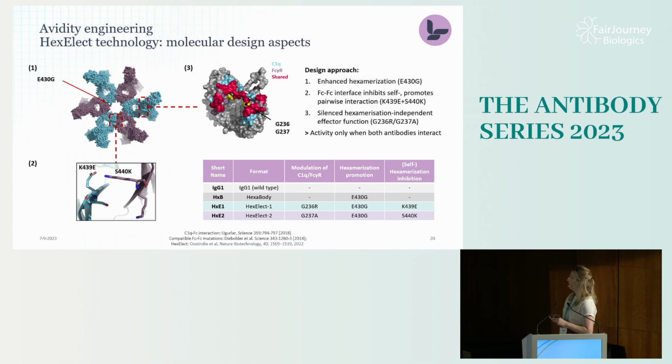So what we then ended up with is actually a HexSelect1 component and a HexSelect2 component, either one binding to different cell surface receptors, one containing the K439E mutation, and the other the S440K, to really get them together in co-complexes once together bound on a cell.